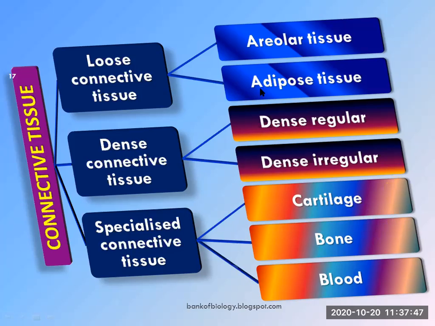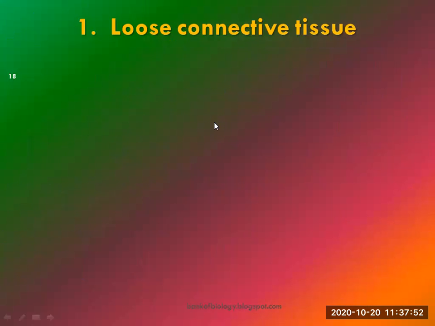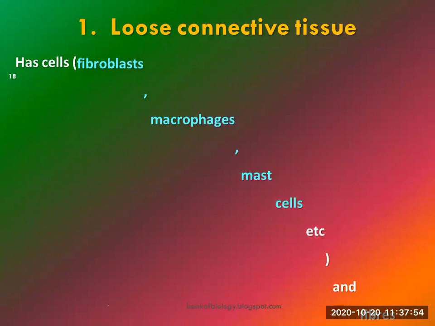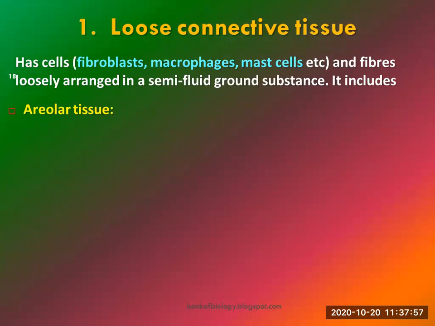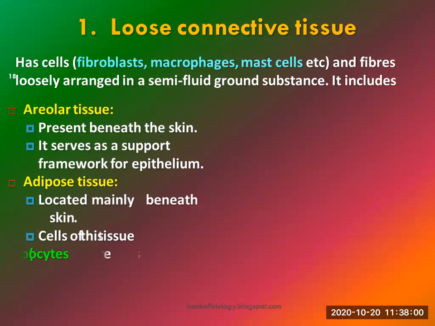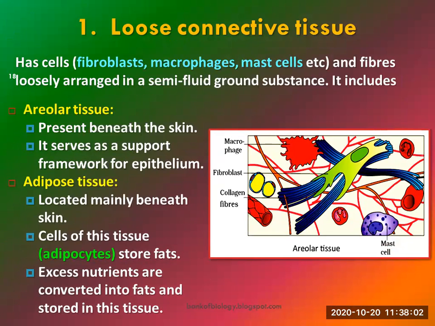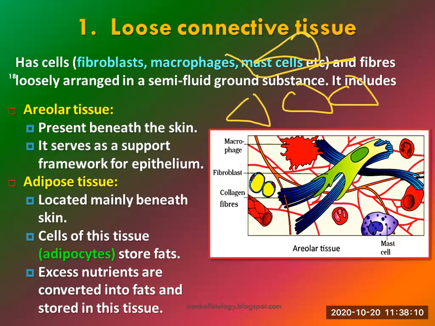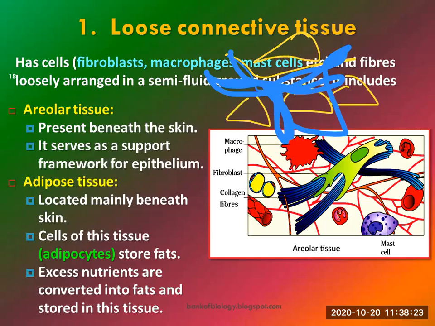Okay, so now let's see one after another. First of all, we'll go with the loose connective tissue. In case of loose connective tissue, it's there in the name, isn't it? The gap between cell and cell is comparatively more. That means the spaces in between them are said to be areolar, air spaces. Such kind of tissue we call areolar tissue.